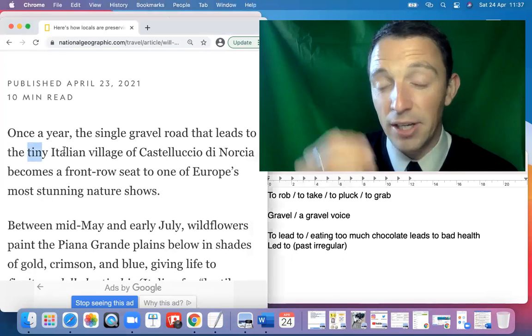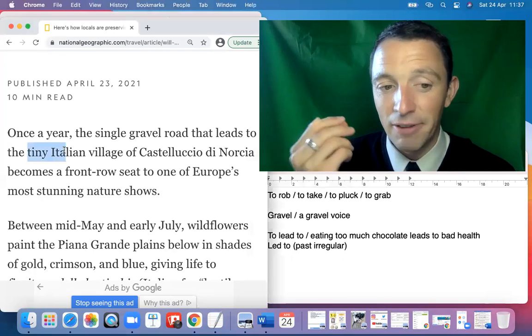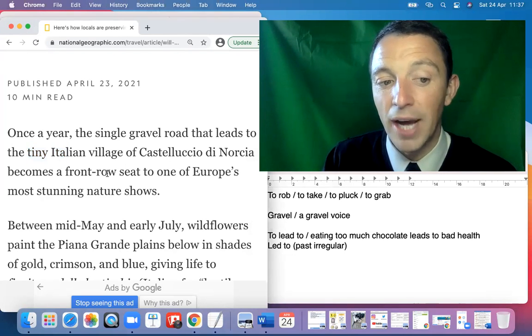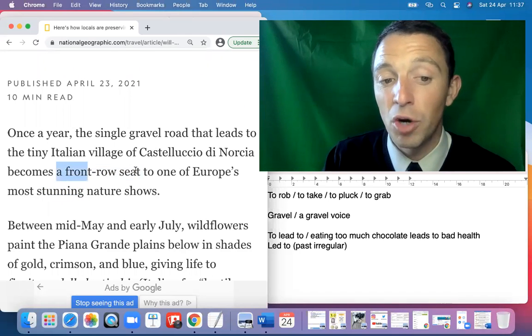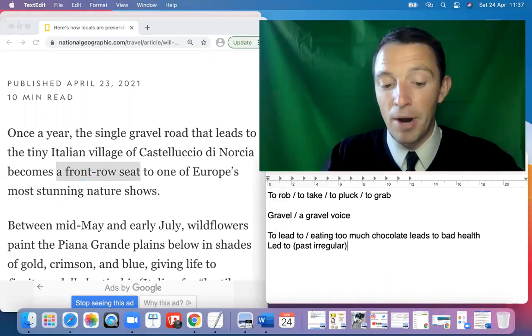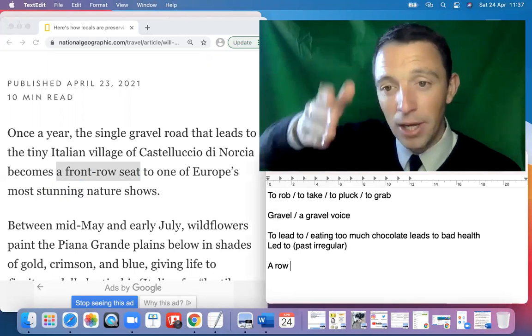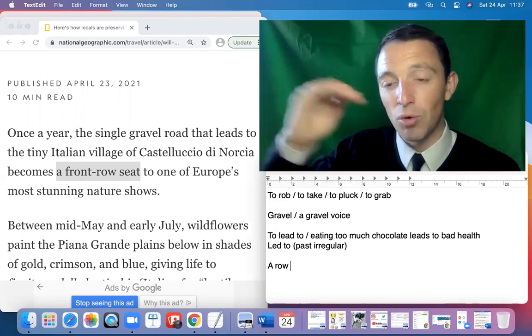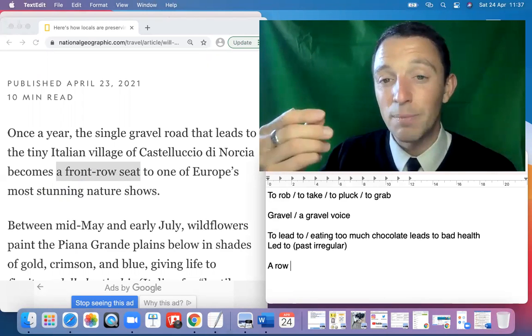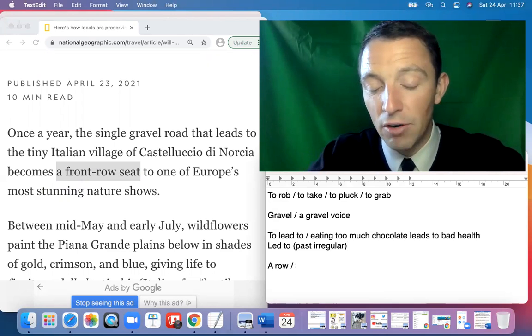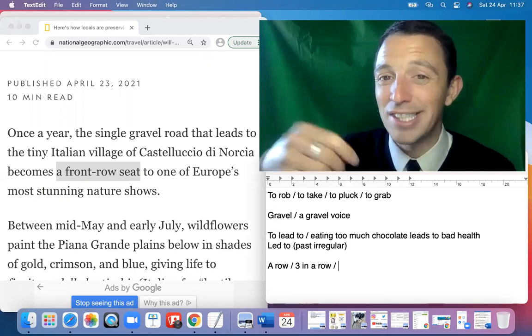Tiny is very small. Tiny, very, very small. Becomes a front row seat, okay, to one of Europe's most stunning nature shows. So a front row seat is a very good expression. Remember, a row is typical, the opposite of a column. You have the column and you have a row, okay? Remember the expression 3 in a row. So 2 in a row, 3 in a row, and the significance is consecutive.